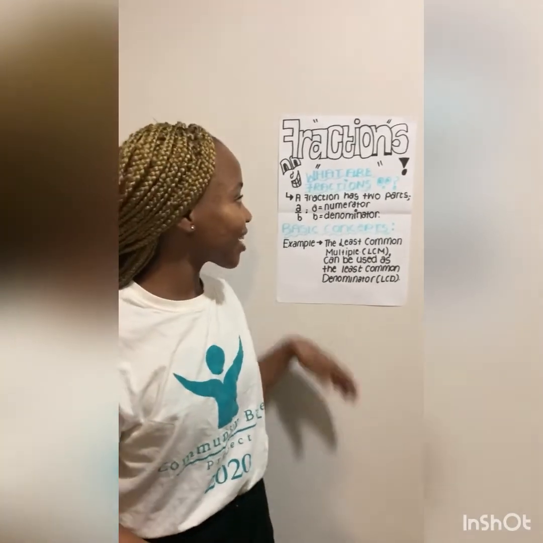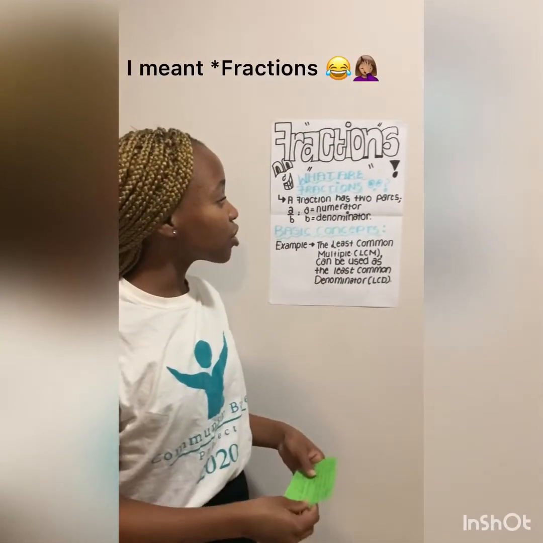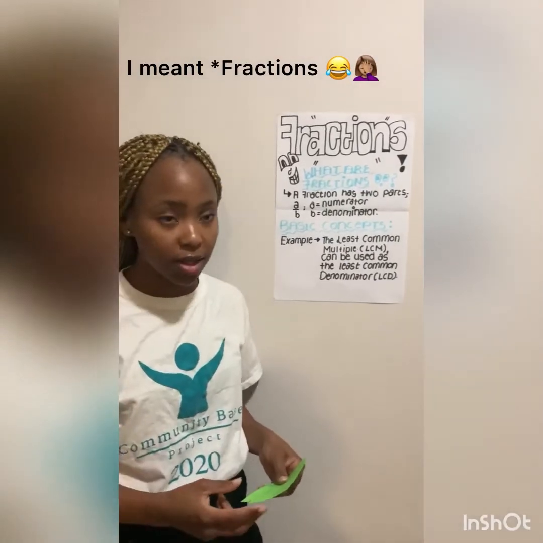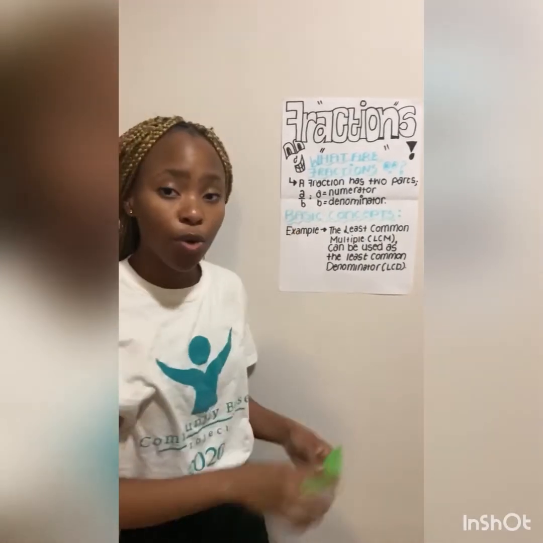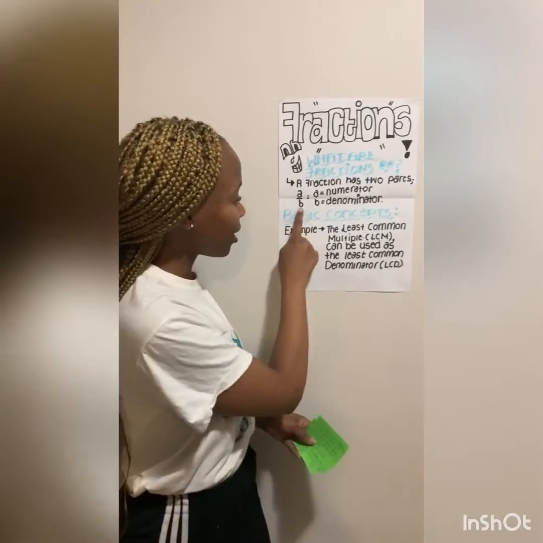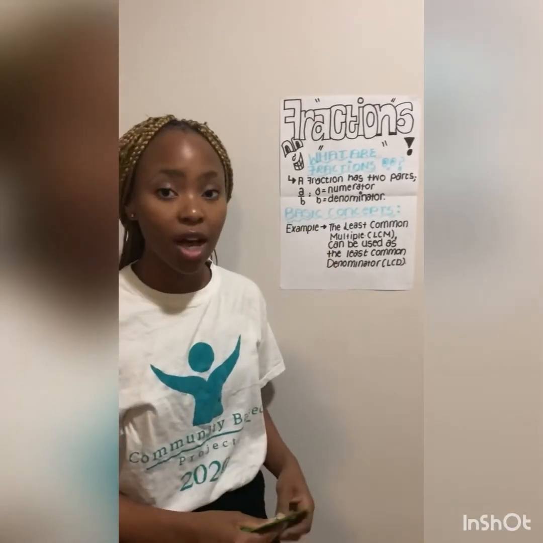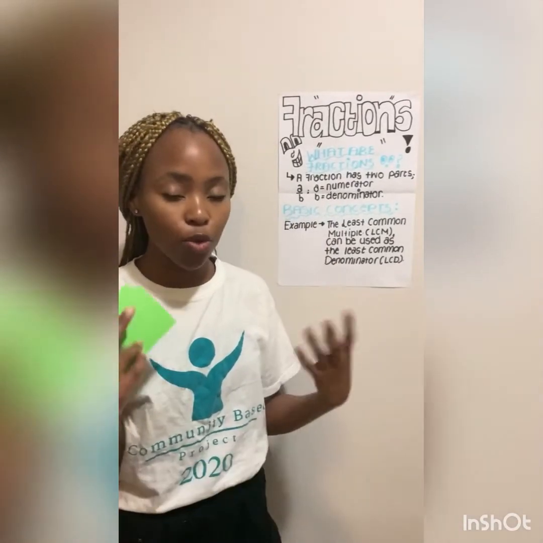We'll be discussing fractions. Fractions are composed of two parts, a over b. A is known as the numerator, which is the section that is taken out of the whole, and b is known as the denominator, which represents the whole in itself.